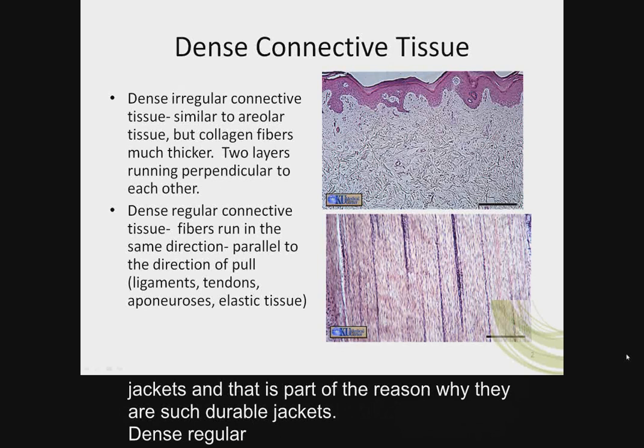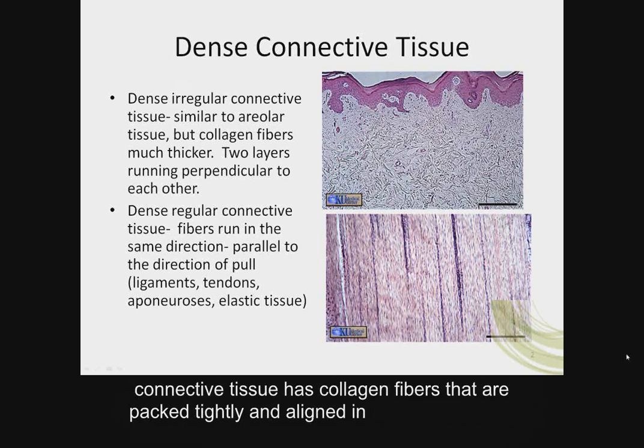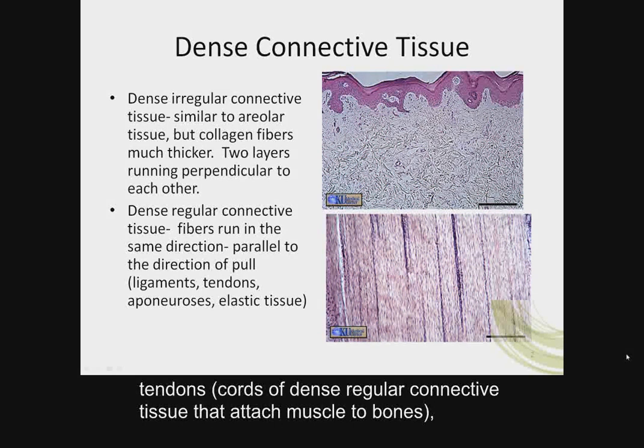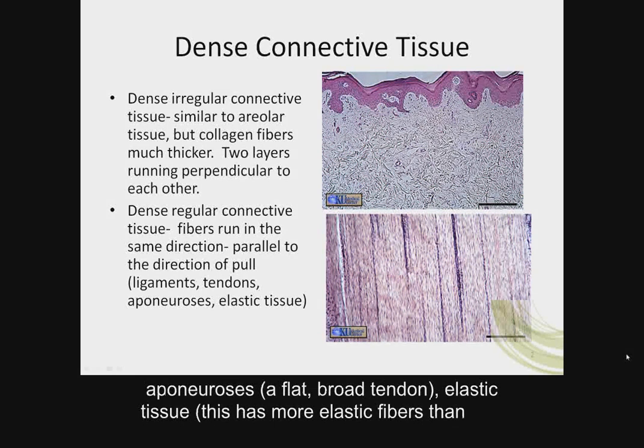Dense regular connective tissue has collagen fibers that are packed tightly and aligned in a parallel fashion to applied forces. Good examples of this type of tissue would be tendons, cords of dense regular connective tissue that attach muscle to bone, and aponeuroses, a flat broad tendon.